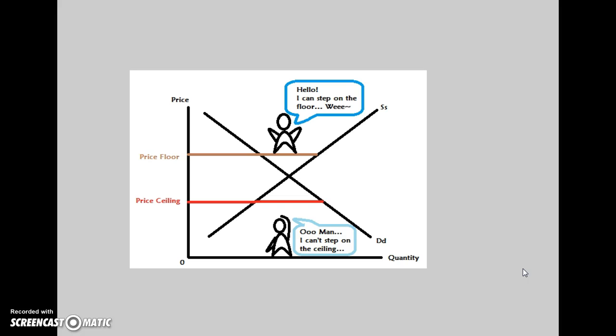Determinants of supply are things like costs of input price. So when minimum wage goes up, that might change the supply curve, and so that'll be looking at supply itself. So it's really important that you understand those determinants of supply and demand. They're explained in your book. They're also explained in the resources that I give you.